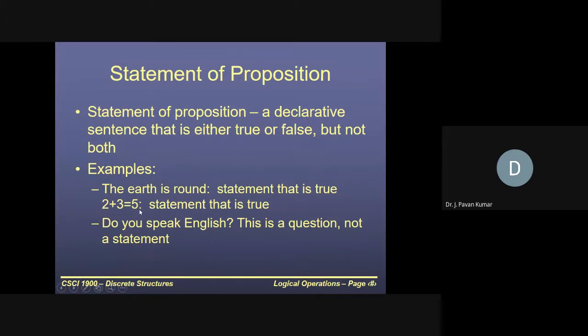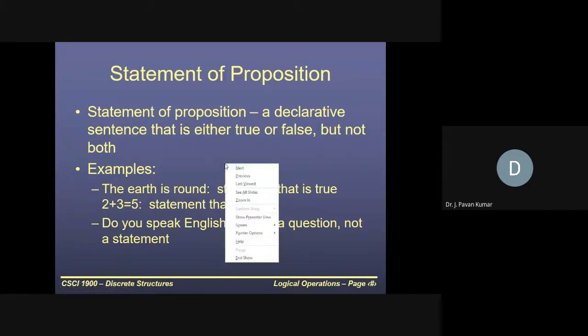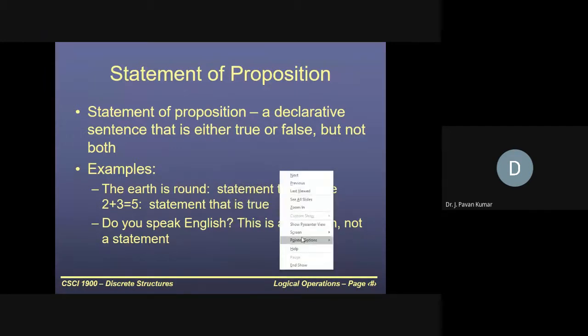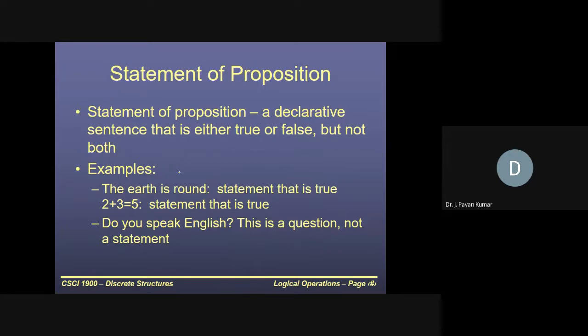Similarly, consider 2 plus 3 equal to 5. For this also we can say the sentence is true, so it can be considered a statement. Got my point? Suppose I say 2 plus 2 equal to 5, can we consider it a statement or not? Yes, 2 plus 2 equal to 5 is false. So if you are able to say whether it is false or true, then we can consider it a statement.